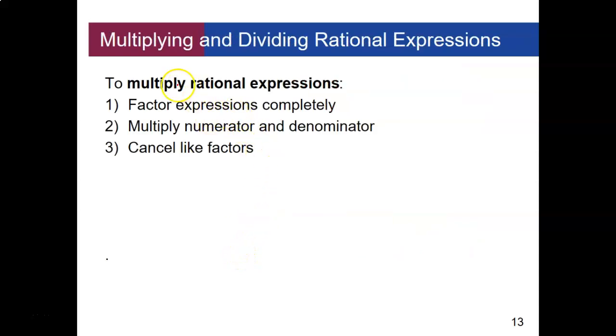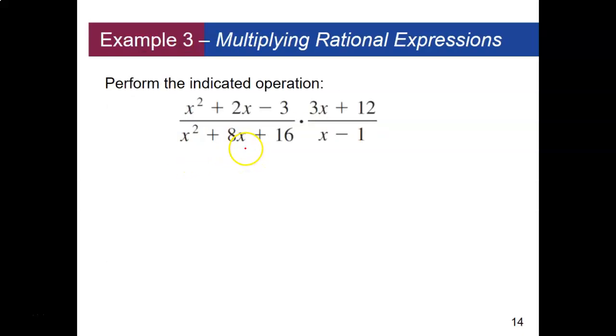Okay, so moving on to actually multiplying rational expressions. So we want to factor expressions completely, multiply your numerators together, multiply the denominators together, and then cancel your like factors. All right, so here we have this example. This is a multiplication problem that we're going to be working with.